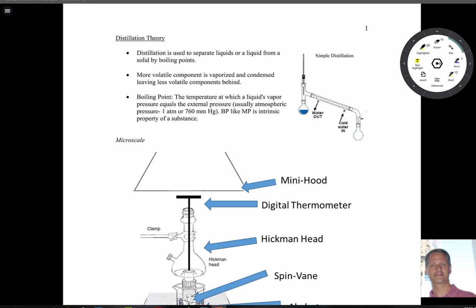Today I'd like to talk to you about distillation. We're going to talk about two types of distillation in this lecture. One is simple distillation and the other is fractional distillation.